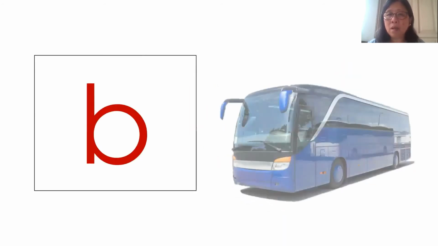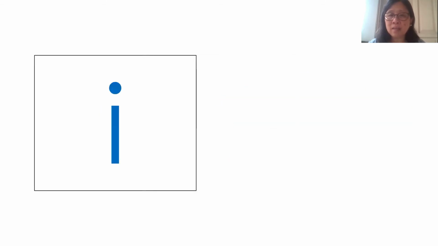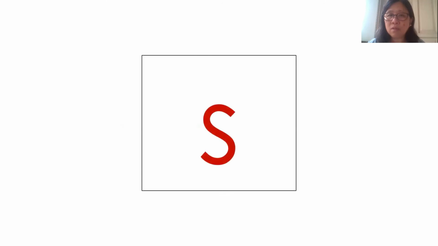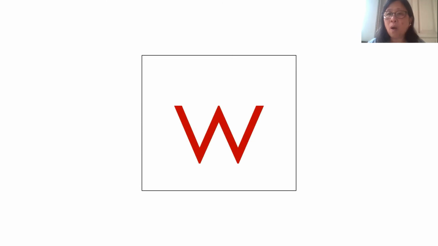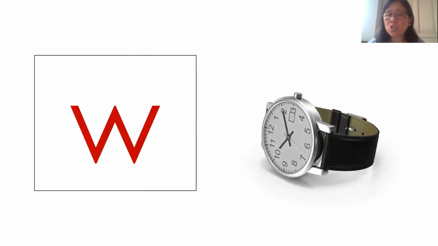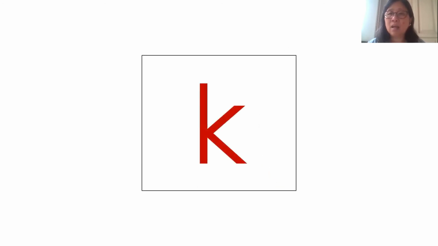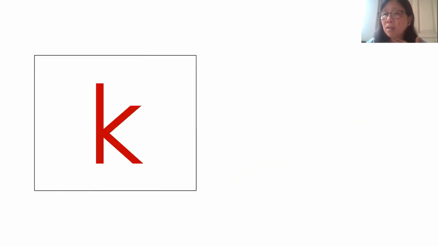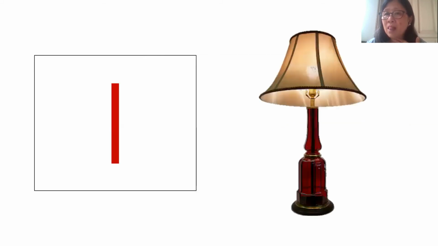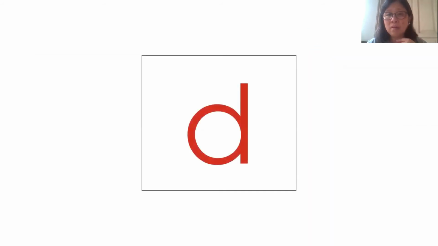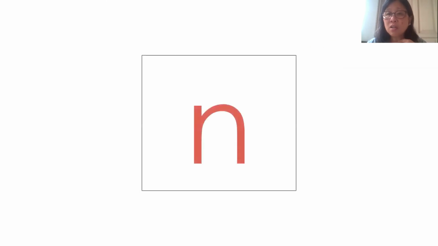B, bus. I, igloo. Sun. W, watch. E, egg. K. Okay, this is k, without the pressure. Just say k. L, lamp. Up. D, dog.